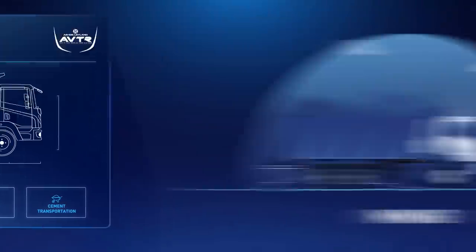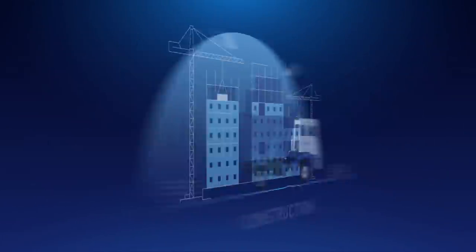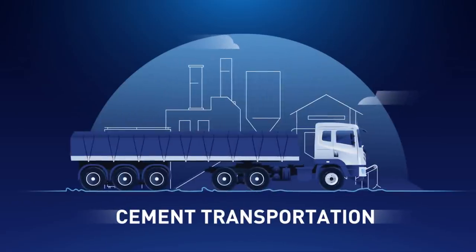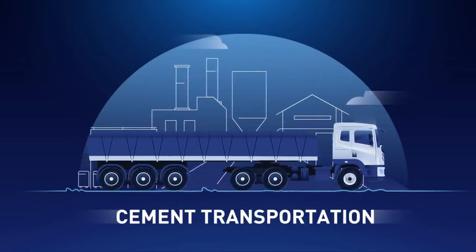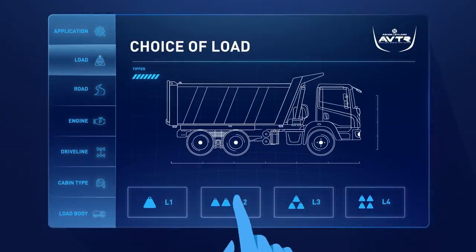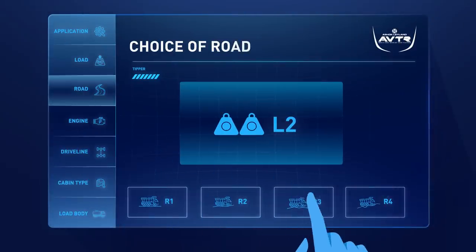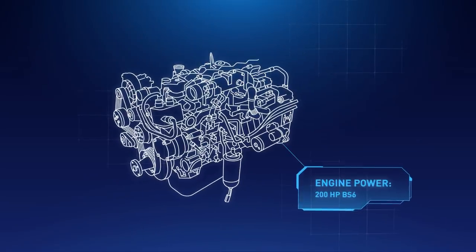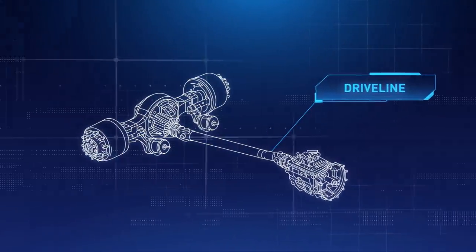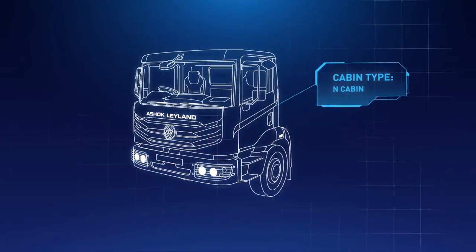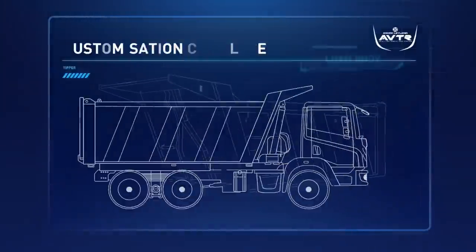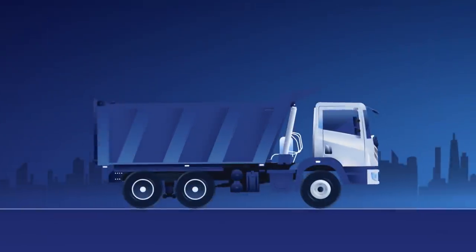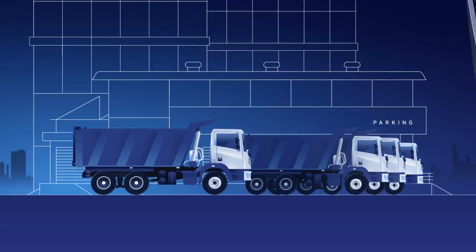So let's get going. Your choice of application, be it mining, construction, e-commerce deliveries, cement transportation, and lots more. Your choice of load and the type of road, so we can ensure there are no bumps along the way. Refine your truck further by choosing the engine power, driveline, suspension, cabin type, and load body. Once you've selected your configuration, your AVTR will reach you in no time.